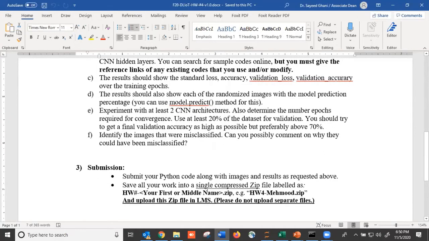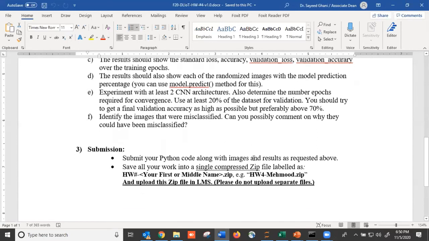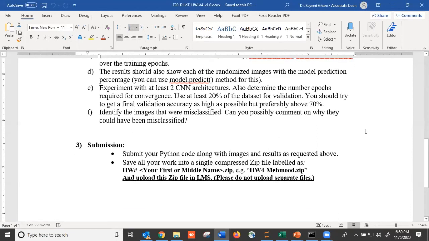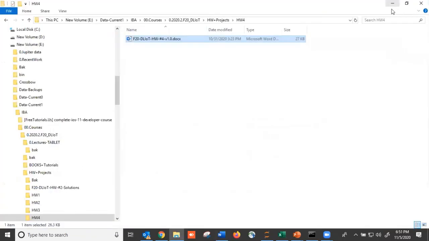And I want you to submit your entire IPYNB. I didn't specify that, but I want you not just to upload your Python code, but your Jupyter notebook, something like that, so that I can just look at it and I can run it as well. Okay, so that was all about the homework assignment.